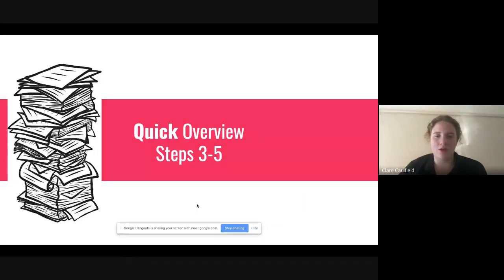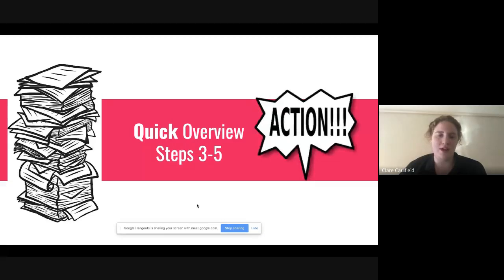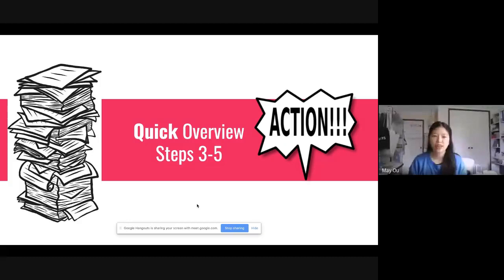Otherwise, we'll do a quick overview of the rest of Planning for Success, steps 3 to 5. Yeah, no questions currently. Just Leonard has said that this is quite similar to the logical framework, so log frame, used in international development projects. So I'm not familiar with that, but quite interesting.